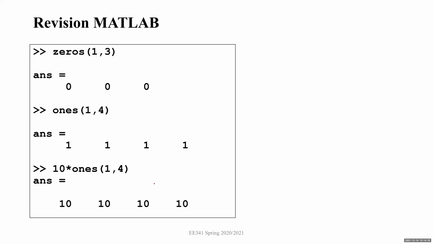Next, zeros, this command will give me a vector having zeros. This number will define how many zeros. So this will give me a vector of zeros. 1 will give me a vector of zeros, and then this will give me the number of elements in that row. Then, for example, if I write 10 into ones of 1, 4, it will multiply this amplitude 1 with 10. So I will get all 10s. So these are some basic things to know.